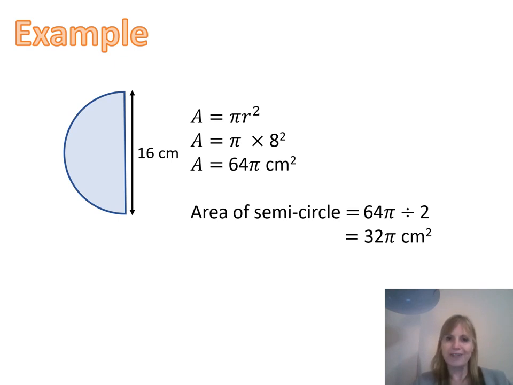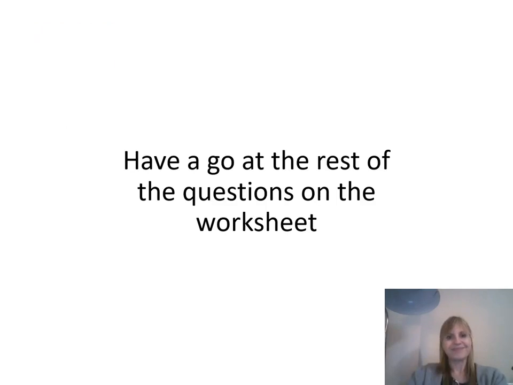That's a non-calculator version. If I was using a calculator, I would put that into a calculator and write 32 multiplied by pi, and then it would tell me what the full answer is. But this is just in terms of pi. Now have a go at the rest of the worksheet.